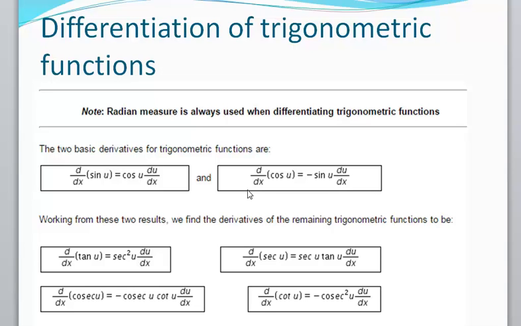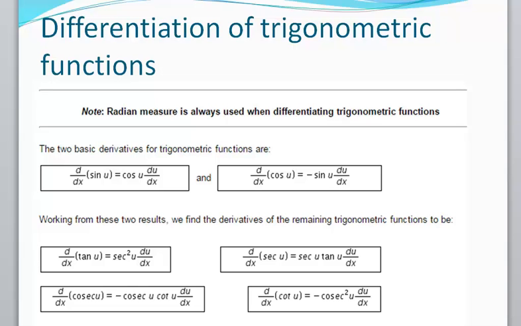Differentiation of trigonometric functions. Just as a note, make sure we remember that radian measure is always used when we're differentiating trigonometric functions. So we have our basic derivatives here. d/dx of sine u becomes cosine u multiplied by du/dx. So we differentiate our u inside here. d/dx of cosine of u is equal to negative sine of u multiplied by du/dx.